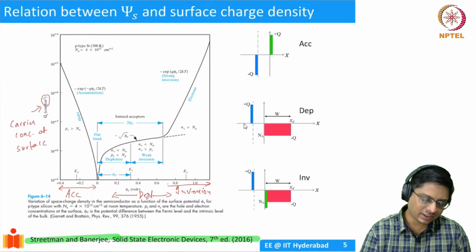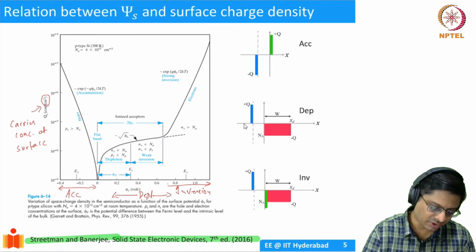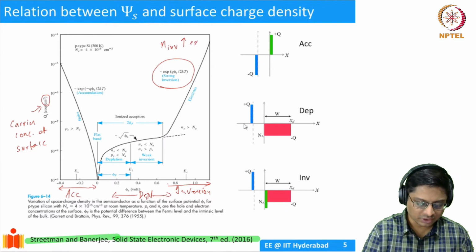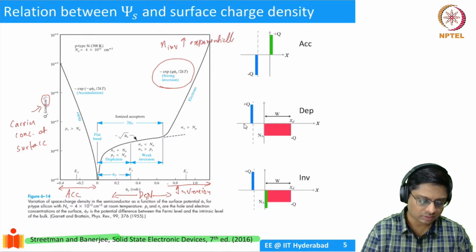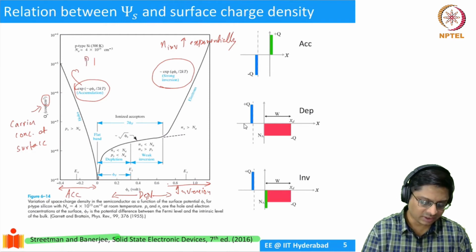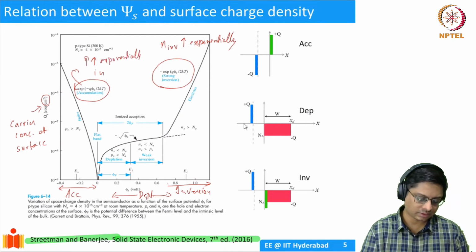So what we see is that in inversion, the charge at the surface changes exponentially, and inversion charge increases exponentially. Similarly, hole accumulation, or P_ACC as I'll call it, increases exponentially in accumulation.